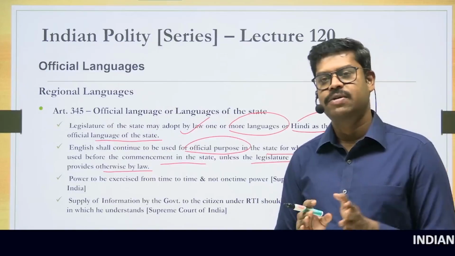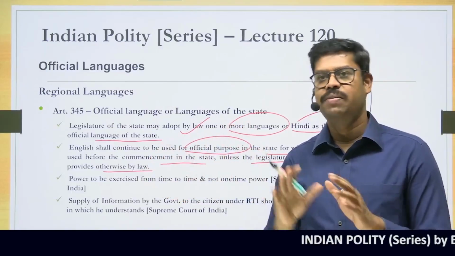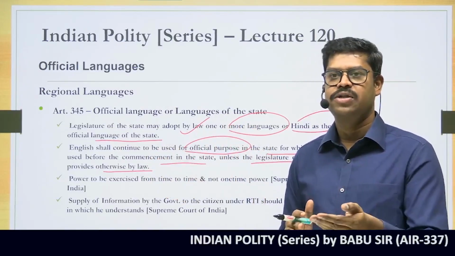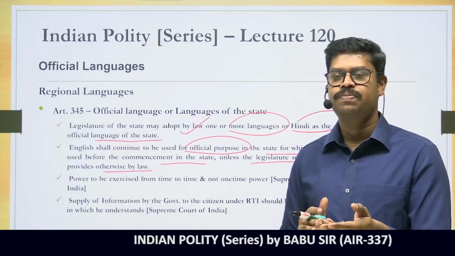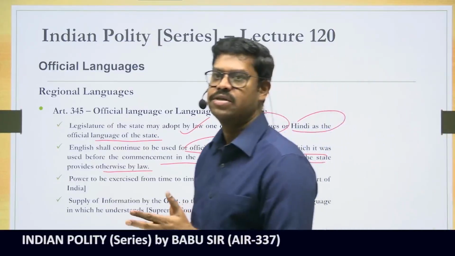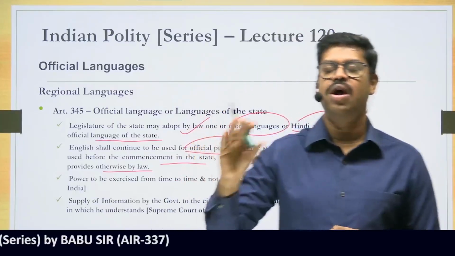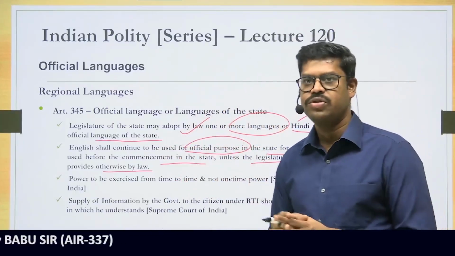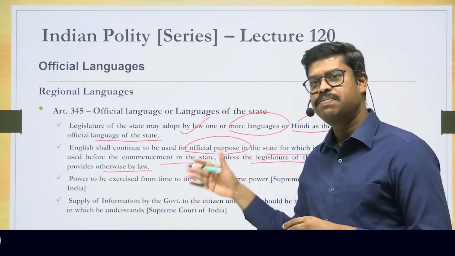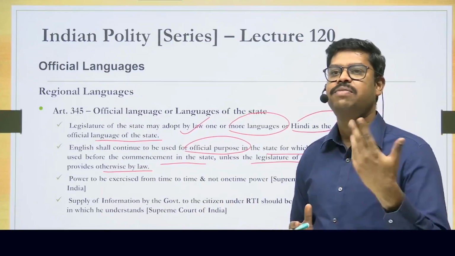That means, as per the constitution, it is for the state legislature to decide what shall be the official language. It can be any language which is spoken in that particular state. It can be more than one language also. But whatever they decide, automatically English should also continue to be the official language in that particular state, provided the state legislature explicitly makes a law and prohibits the use of the English language. So this is what the constitution says. And most importantly, this power of the state legislature is not a one-time power. This is a power that can be exercised from time to time.